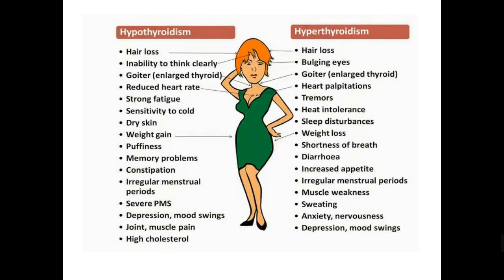You can see this figure to understand the differences in the signs and symptoms of hyperthyroidism and hypothyroidism. You can see that goiter, which is enlargement of the thyroid gland, can occur in a patient with hyperthyroidism or in a patient with hypothyroidism. So goiter is not a significant sign in a patient with abnormal thyroid function. It can occur in a patient with hyperthyroidism or even in a patient with hypothyroidism.